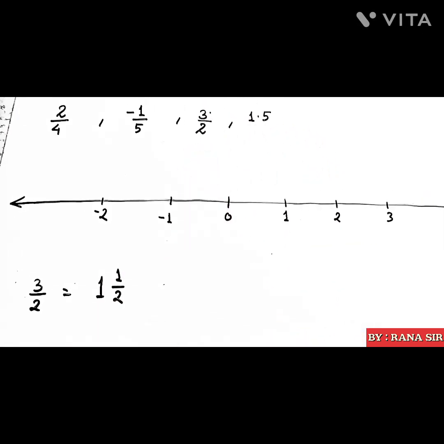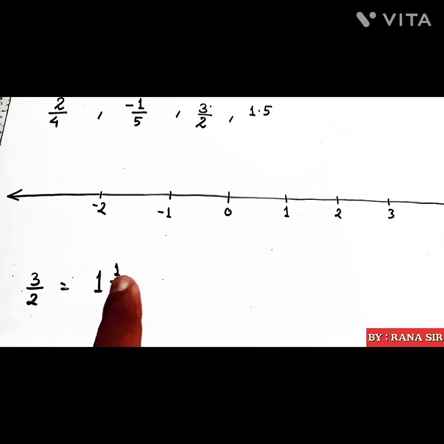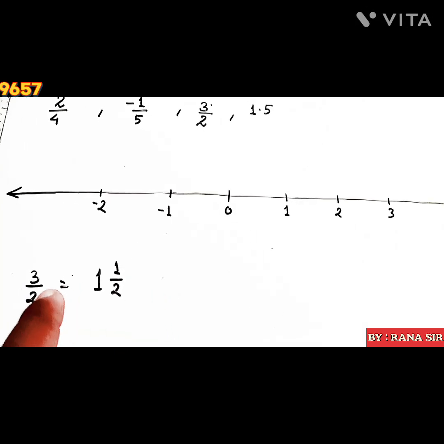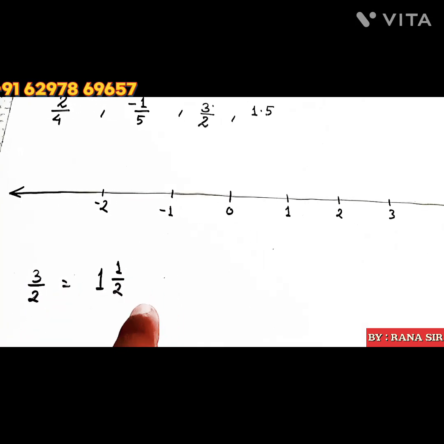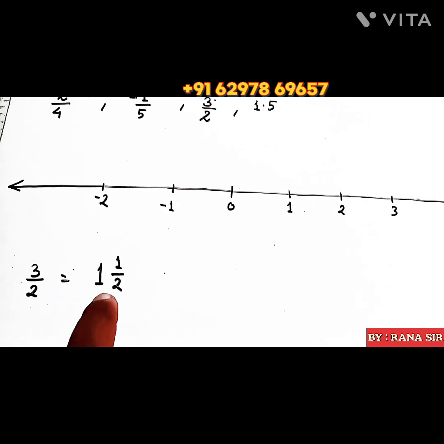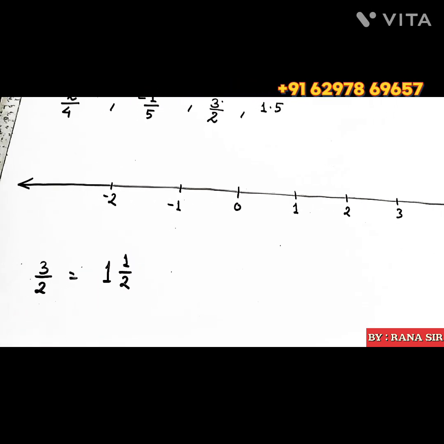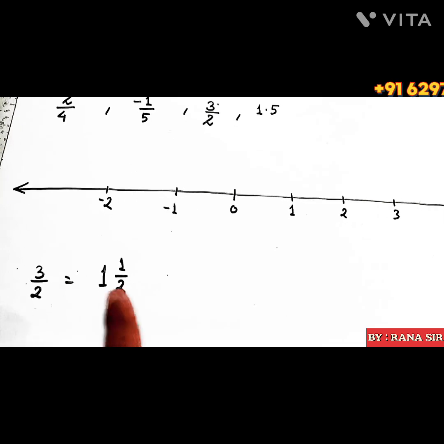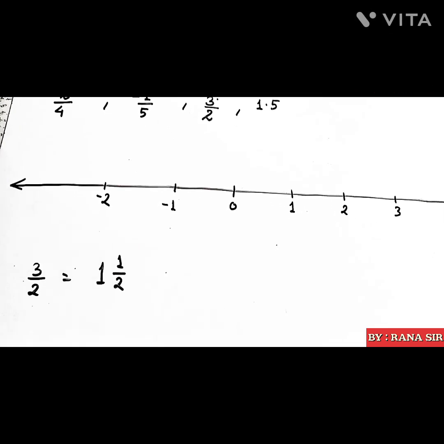3 by 2 can be written as 1.5. 3 by 2 is an improper fraction. This is a mixed number. 2 goes into 3 one time, so 1 is the whole number and 1 by 2. But what is this 1? 1 is a remainder.